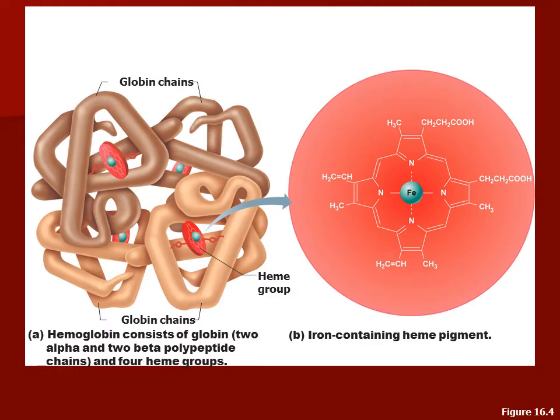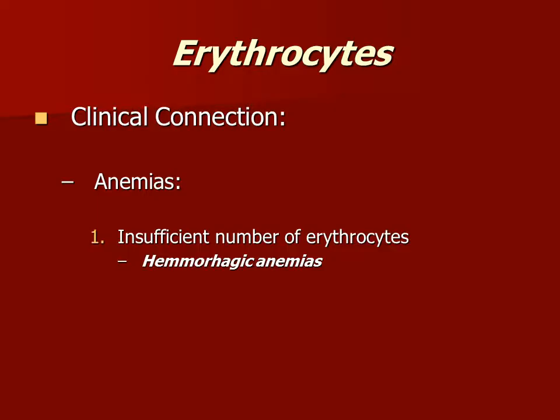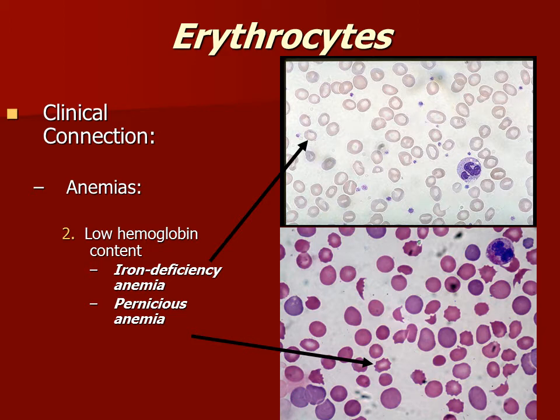Iron binds to each heme, and essentially each hemoglobin can transport 4 oxygen molecules. As you can see in this diagram, an example in A of the hemoglobin, there's 1 heme per chain, and each heme group can bind an oxygen because it's got iron in the middle of it. In terms of clinical manifestations, if you have hemorrhagic anemia, that means you have an insufficient number of erythrocytes.